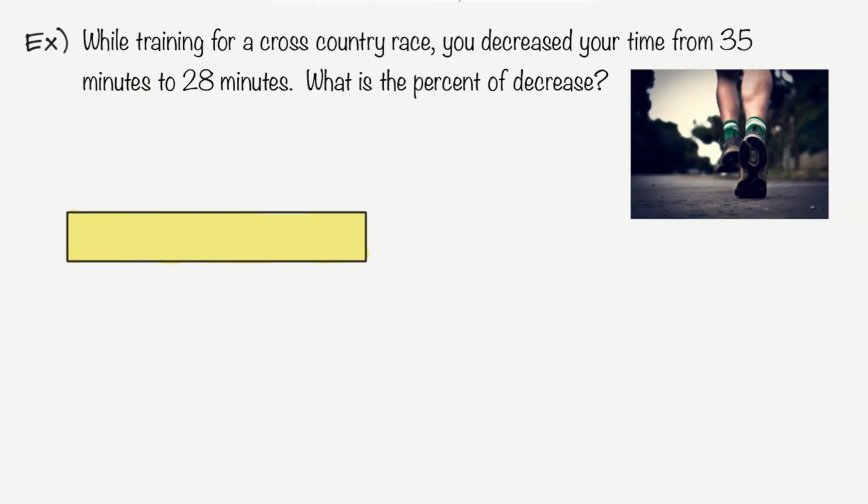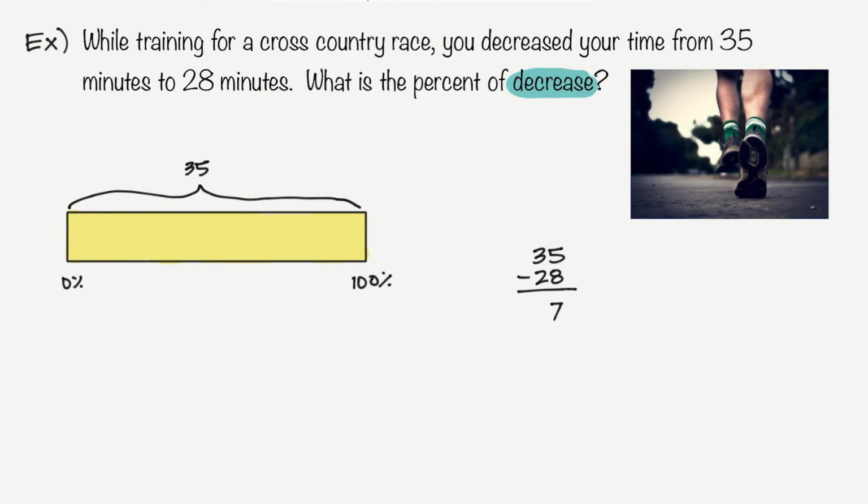Okay? So now here's a new one. While training for a cross-country race, you decreased your time from 35 minutes to 28 minutes. What is the percent of decrease? So again, with our bar model, the total starting time was 35 minutes, and that represents 100% of our time. So I'm going to subtract my two values to find out how much changed, and it was 7 minutes.